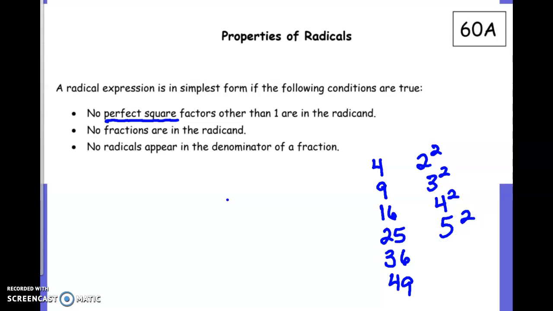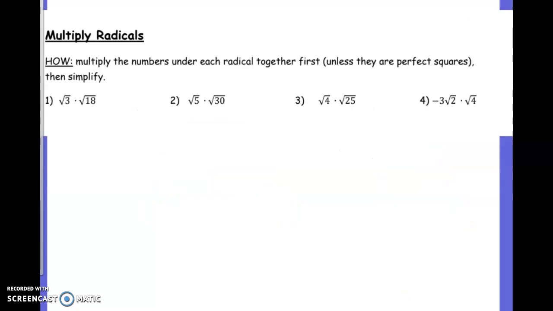We can't have any fractions underneath the radicand, so you never want to have something like that underneath the radicand. And no radicals appear in the denominator of a fraction, so we're not going to have anything that looks like that. All right, so we start out and we want to learn how to multiply radicals.